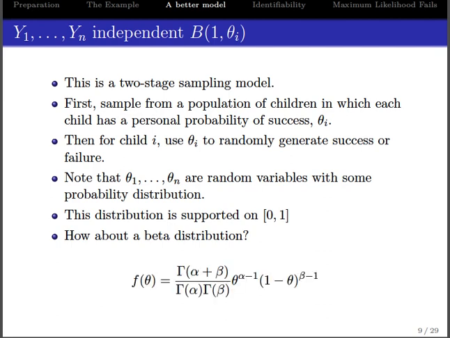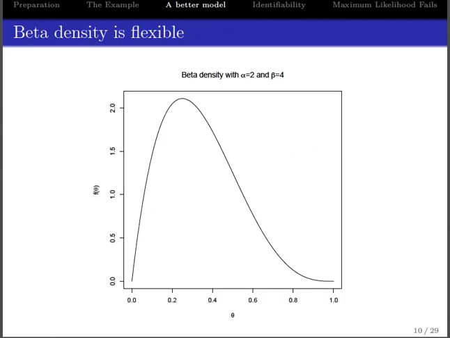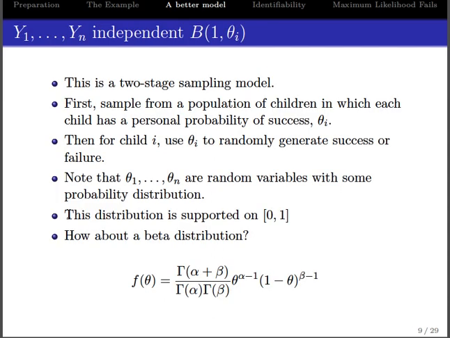How about a beta distribution? Yeah, here's the beta density. It's a nice conventional density on the interval from 0 to 1. And this is not quite like buying your clothes from Walmart, because it's pretty flexible. Here's an example. The parameters are alpha and beta, and alpha is greater than 0 and beta is greater than 0.